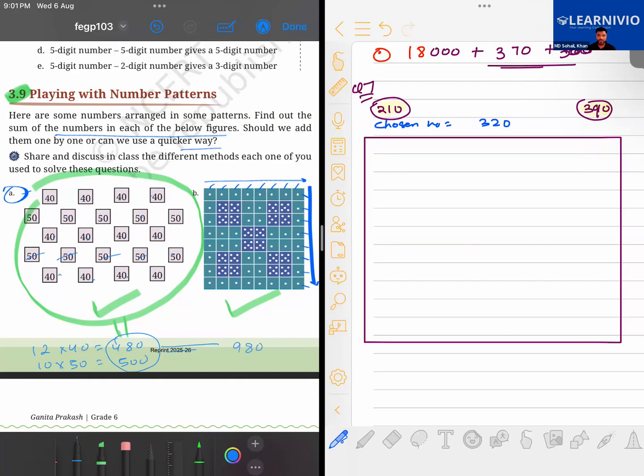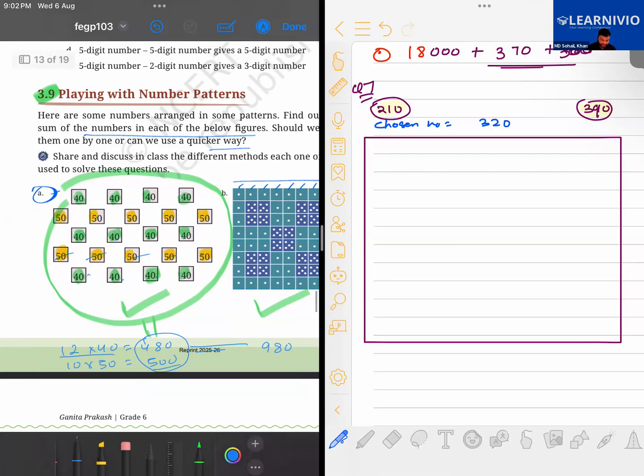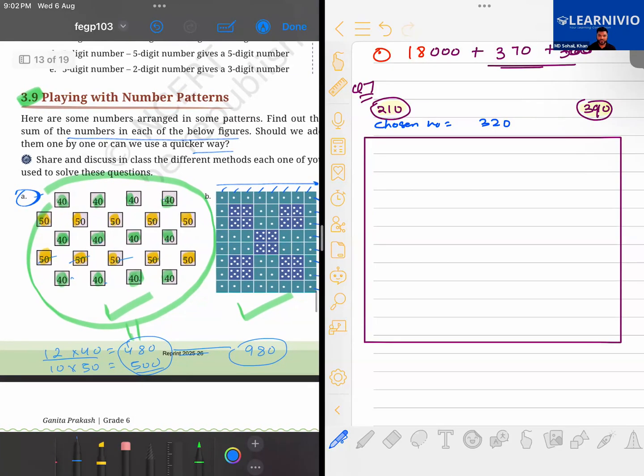Getting it, everyone? Clear? See, these are the 40s here, right? How many 40s? 12 40s were there, right? How many 50s were there? 10 50s were there, as I have highlighted. So 12 40s, 480, 10 50s, 500. So total it's 980. Okay, now all of you turn your cameras on.